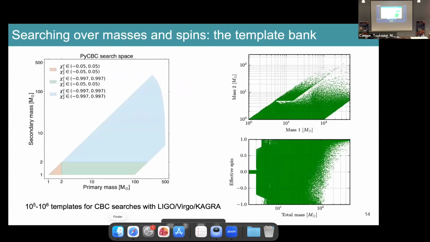This is an example of actual template banks that we had in LIGO Virgo KAGRA. This is for one of the search codes that I will describe later. So we cover masses between 1 solar mass and hundreds of solar mass, and we stop at some point at 500 solar masses because then it doesn't make sense anyway. And this gives us about 1 million templates. So it's a lot of calculations that we need to do.